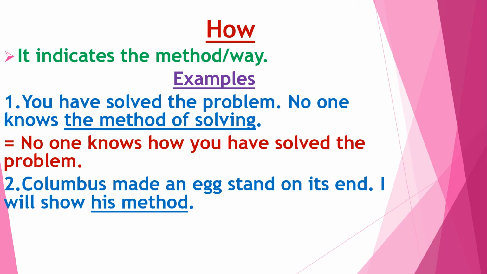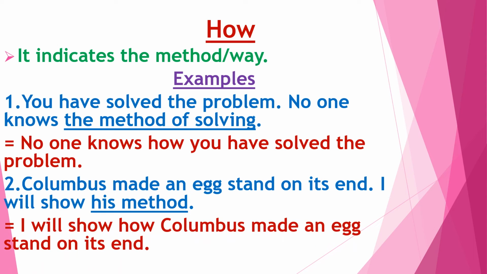Now see the next example. Columbus made an egg stand on its end. I will show you his method. Now look at the second sentence, you will find the word "method." So you need to use the second sentence at first. "I will show," and "his method" you need to remove. Then use "how." So "I will show how." Then the first sentence, "Columbus made an egg stand on its end." So in this way we can join two sentences using "how."